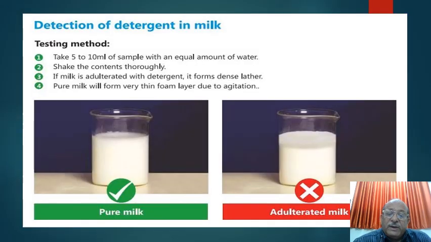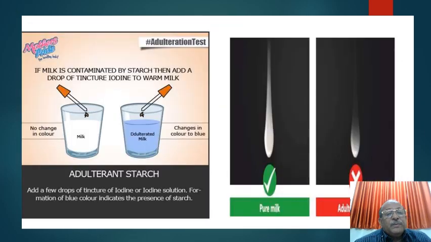Now how do we go about detecting these adulterants, in case we want to? Detection of detergent in milk, how will you do it? Take 5 to 10 ml of sample with an equal amount of water. Shake the contents thoroughly. If milk is adulterated with detergent, it forms a dense lather. Pure milk will form a very thin foam layer due to agitation. Right? So be careful on that issue.